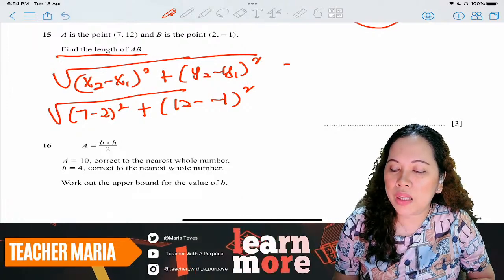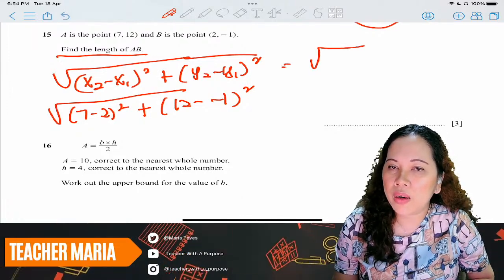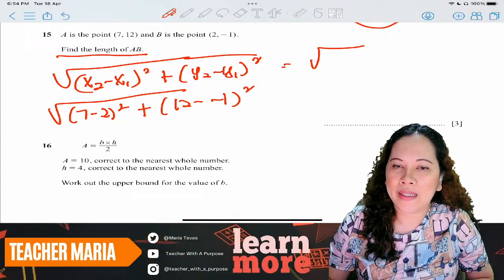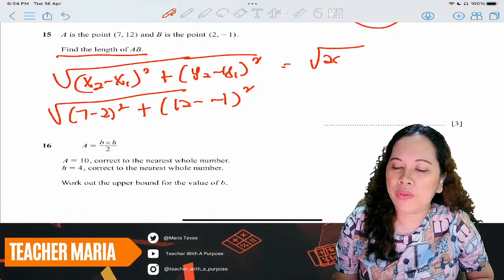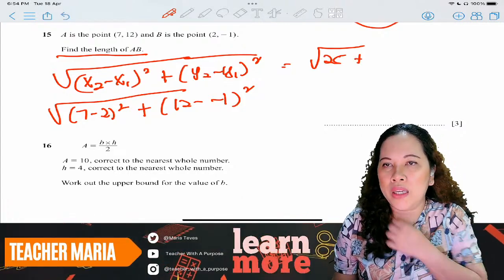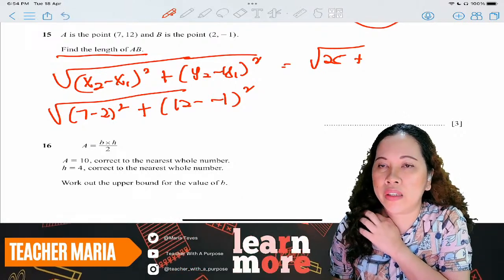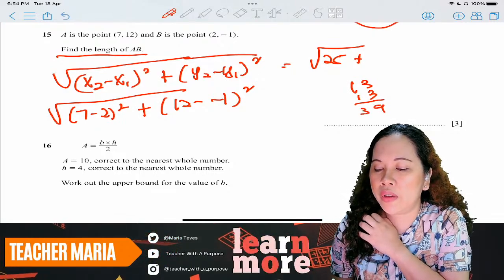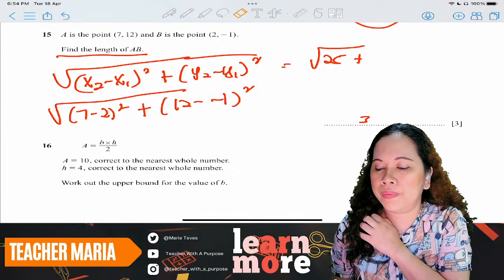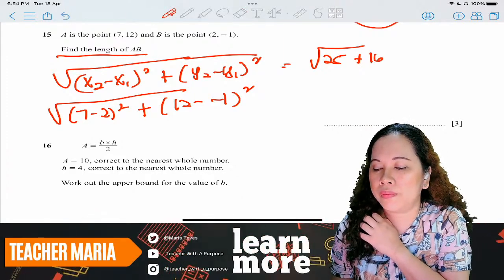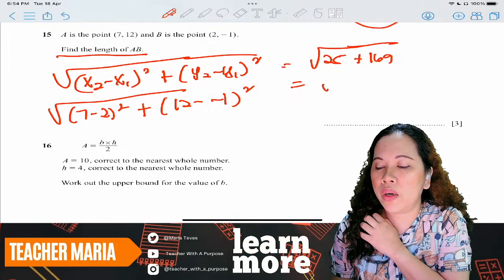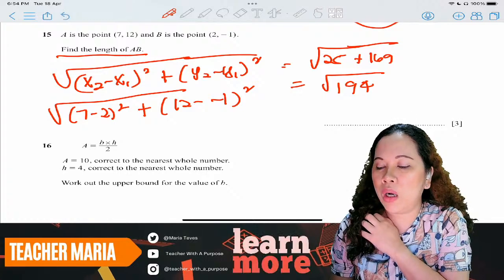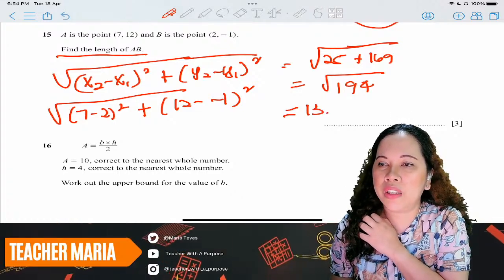So this will be the square root of 7 minus 2, which is 5. Squaring that is 25, plus 12 plus 1 is 13, and squaring 13 gives 169. So then you get the square root of the whole thing, that's 194. So this will be roughly 13.9.